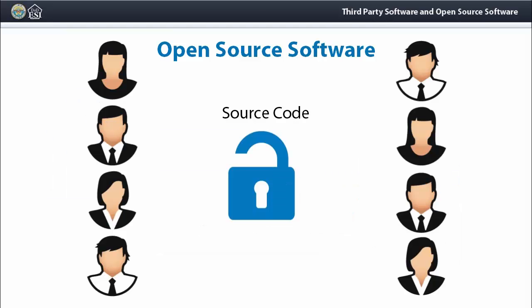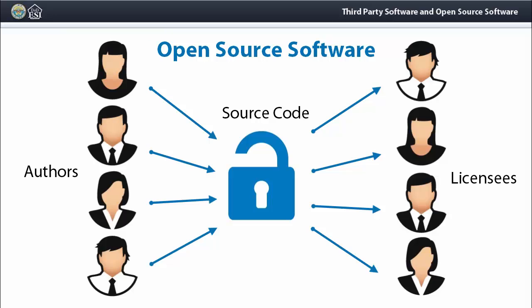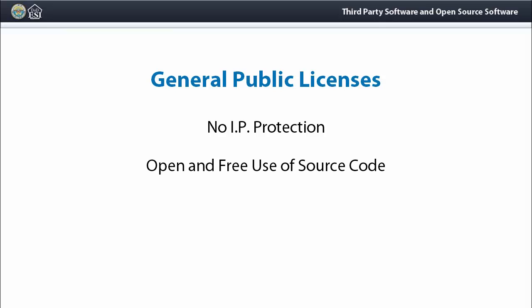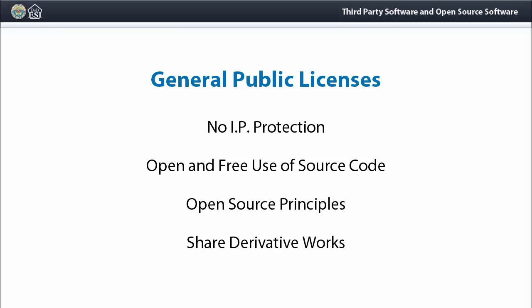In the open-source software model, the software authors are not proprietary companies. These authors want all licensees to receive and have access to the source code. Open-source authors use licenses called General Public Licenses, or GPLs, which are not concerned with protecting intellectual property. GPL terms and conditions focus on ensuring open and free use of the source code, but GPLs typically require that open-source principles are honored by all licensees. One of the key principles is to share derivative works with the open-source community.